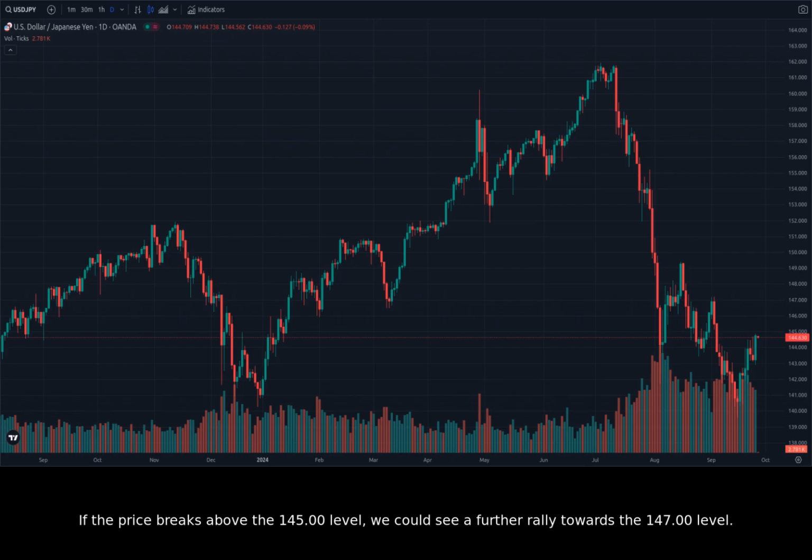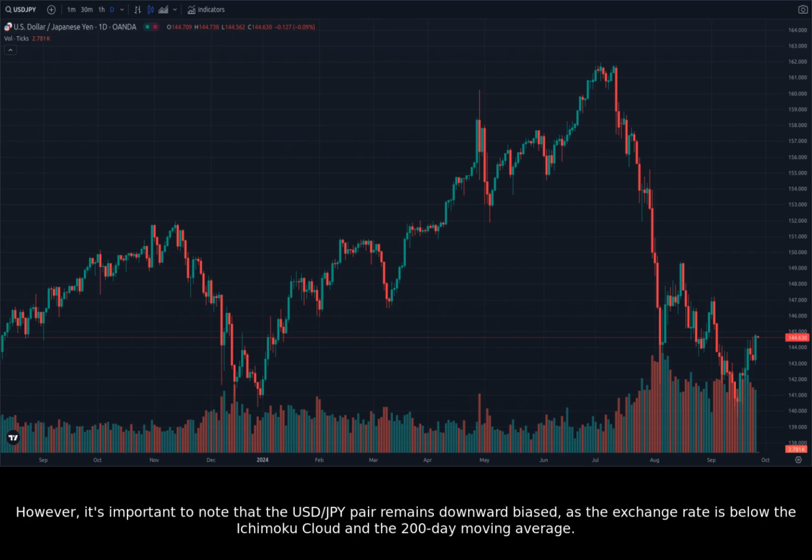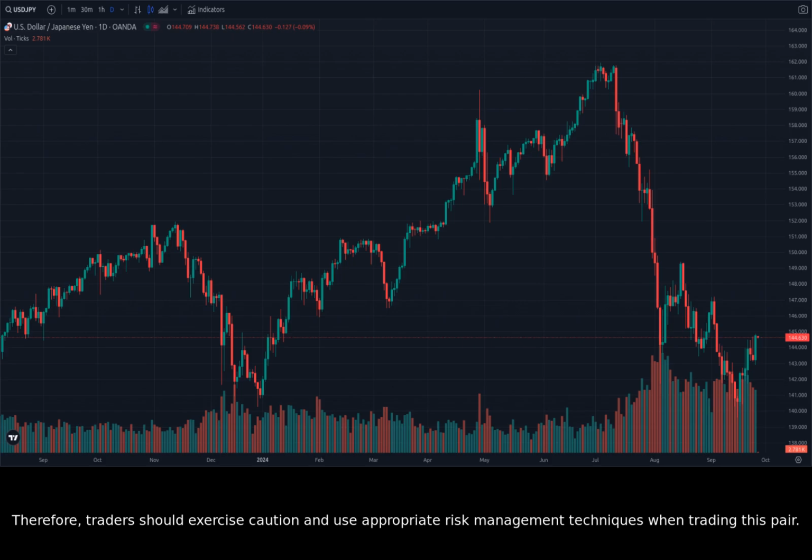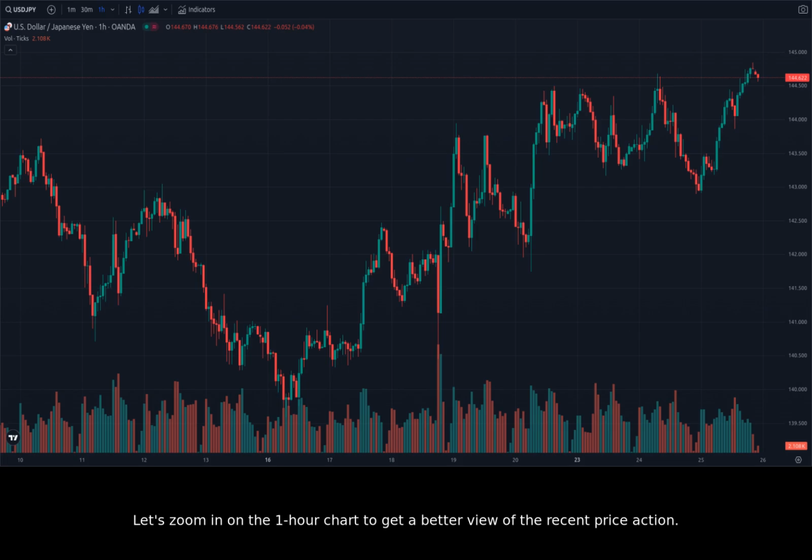147.00 level. However, it's important to note that the US dollar to Japanese yen pair remains downward biased, as the exchange rate is below the Ichimoku cloud and the 200-day moving average. Therefore, traders should exercise caution and use appropriate risk management techniques when trading this pair. Let's zoom in on the 1-hour chart to get a better view of the recent price action.